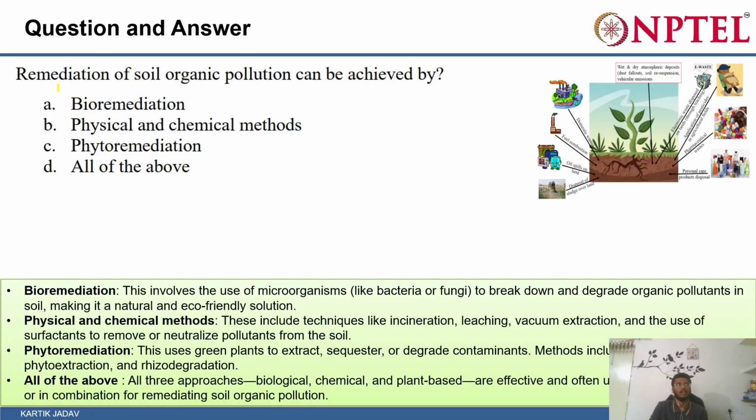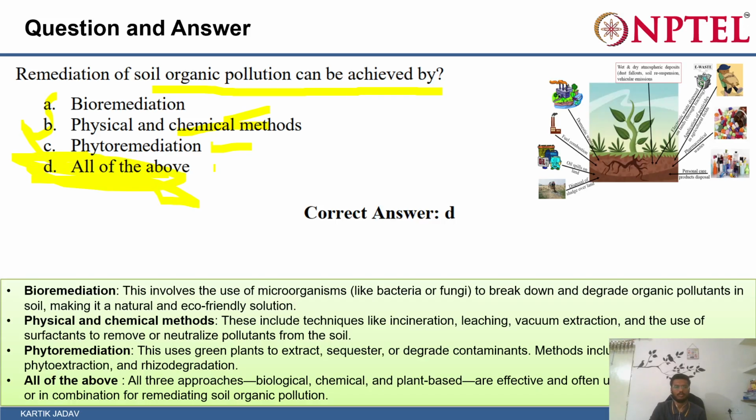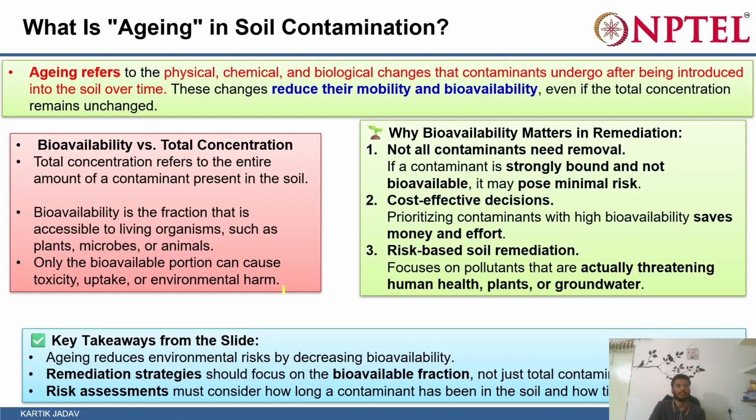Next question. Remediation of soil organic pollution can be achieved by bioremediation, physical and chemical methods, and phytoremediation. Yeah, so all these techniques are generally used for remediation of soil organic pollutants. Correct answer is option D. So these are the fundamentals. So aging is generally physical, chemical, and biological changes that contaminants undergo after being introduced into the soil, and these changes reduce their mobility and bioavailability. Bioavailability we are generally considering instead of total concentration while designing remediation techniques.